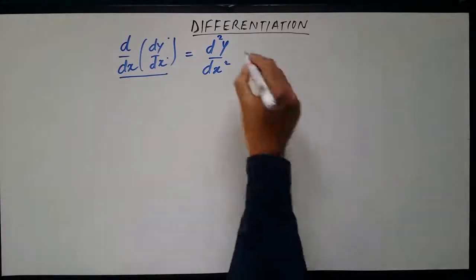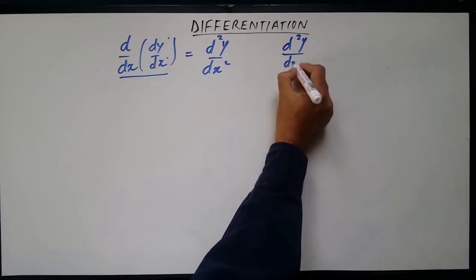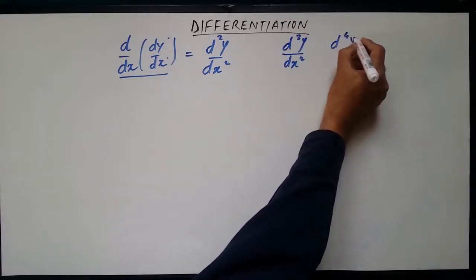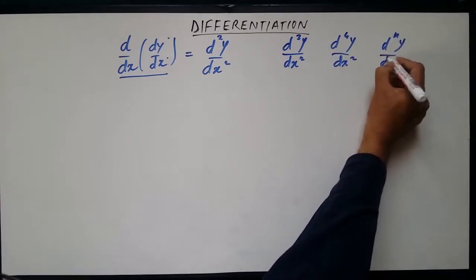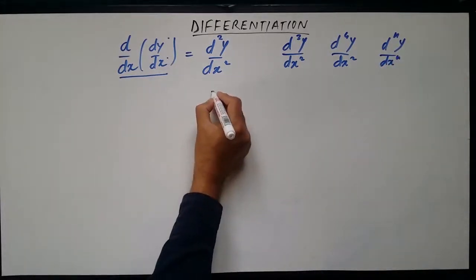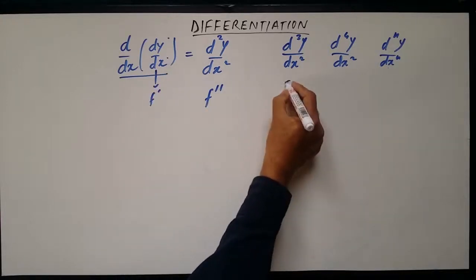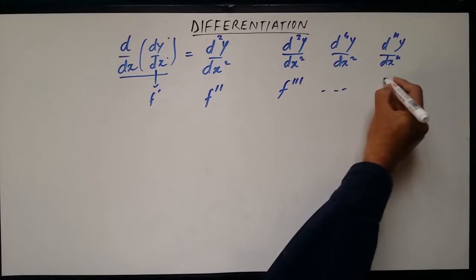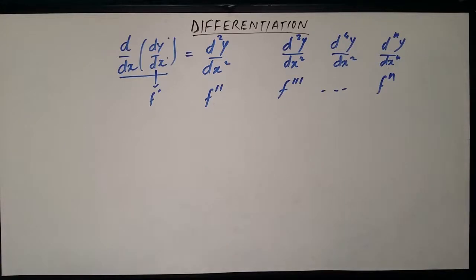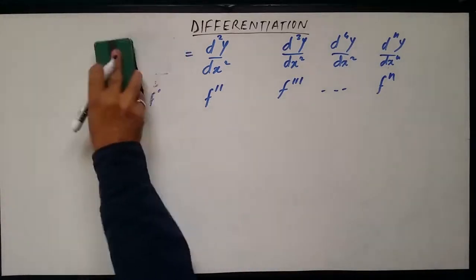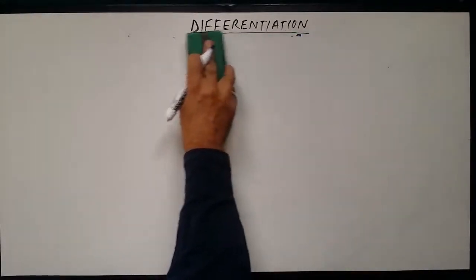And we can have much higher derivatives. That means we can have the third derivative, the fourth derivative, and so on, until we can also have the nth derivative. This is also denoted by f double stroke, f single stroke for the first, f triple stroke, and so on, and this can be denoted f of n. So this is what we mean by higher derivatives of differentiation. Let's take some examples on the higher derivatives.